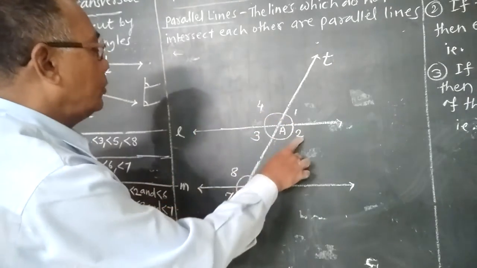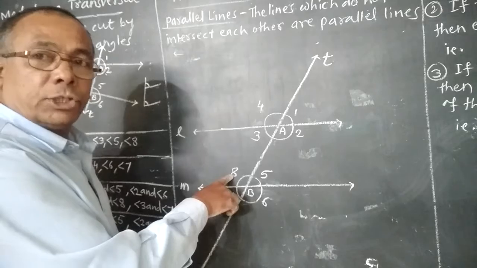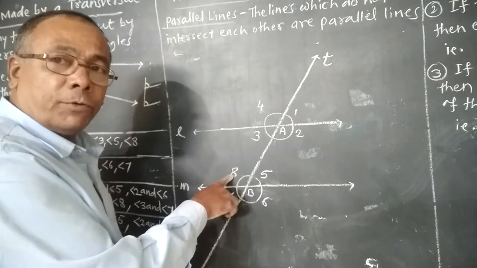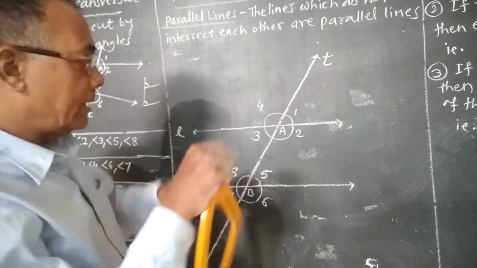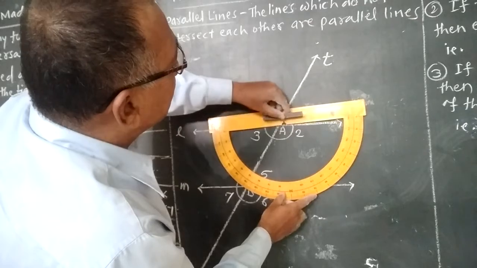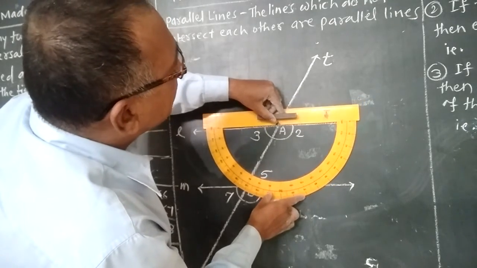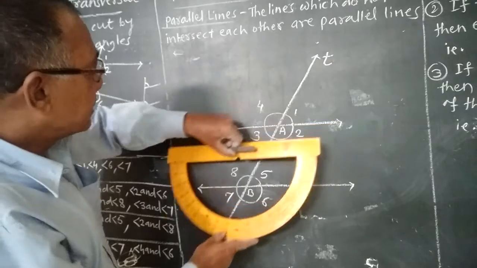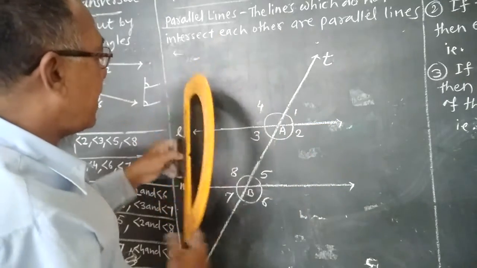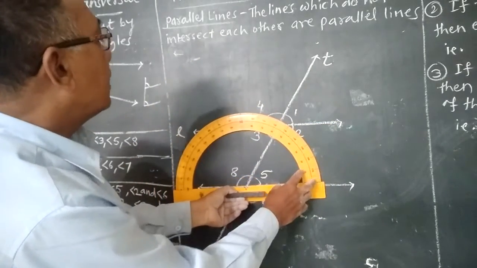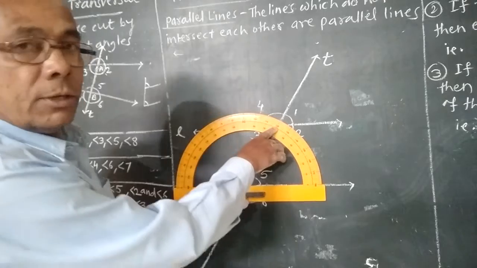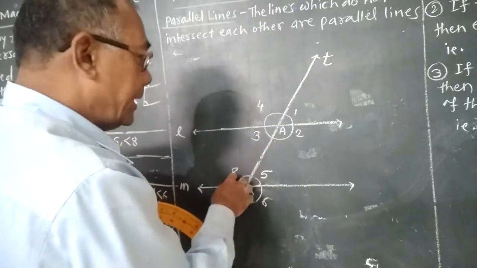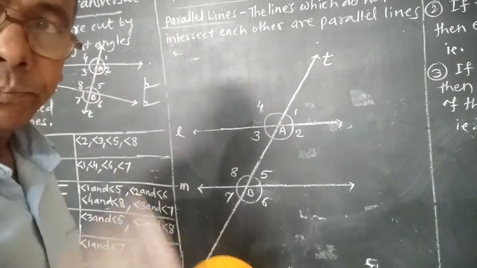Similarly, angle 2 and angle 8, these two angles are also a pair of alternate interior angles. If we observe or measure, angle 2 is 120 degrees. Similarly, angle 8 is also 120 degrees. So alternate interior angles are equal.